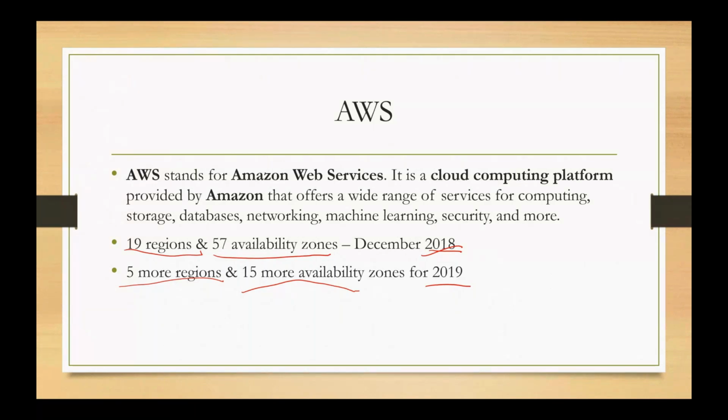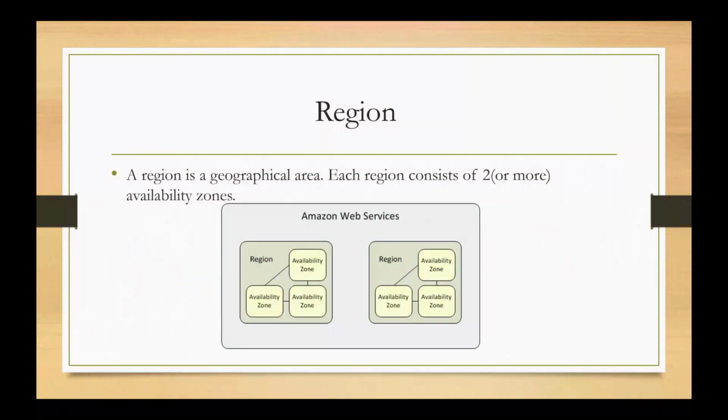So region, first we can see about region. Region means nothing but your cities. So place means cities. For example, if you are in Chennai, we'll say that it's a region. It's a geographical area, where the data center is located.